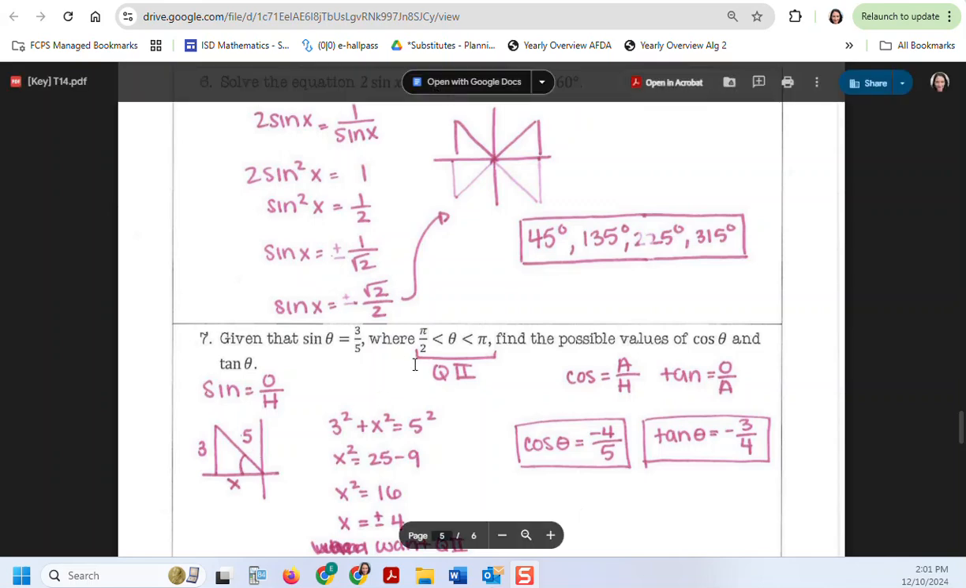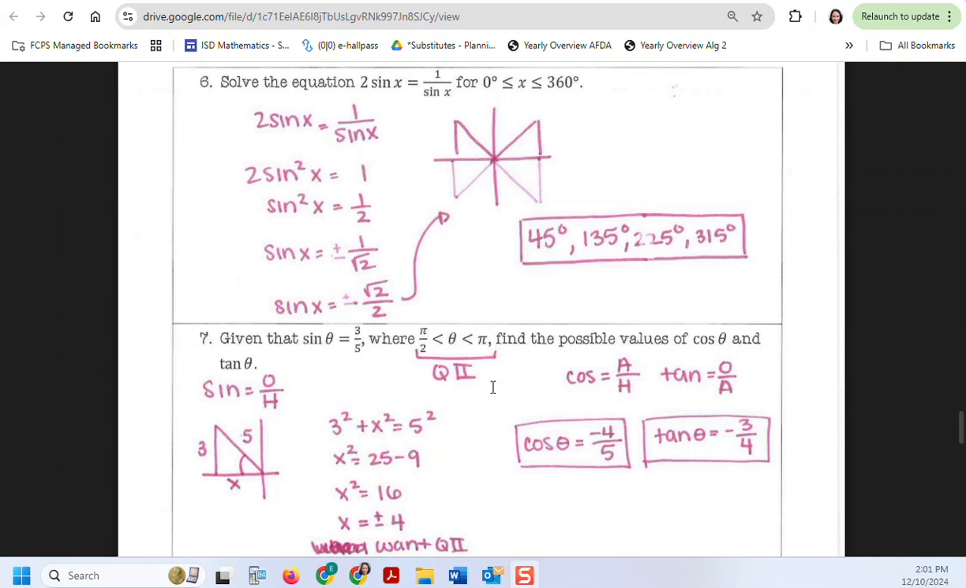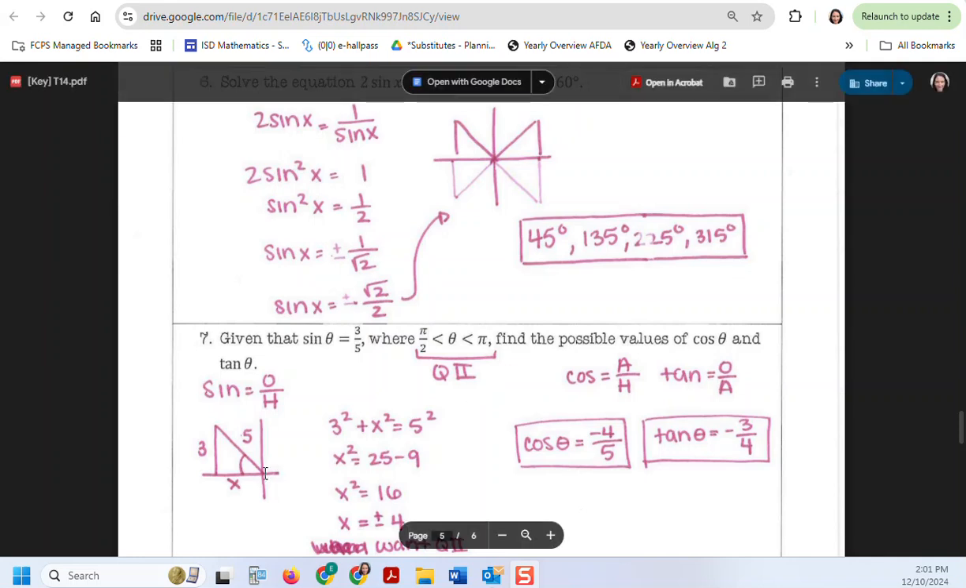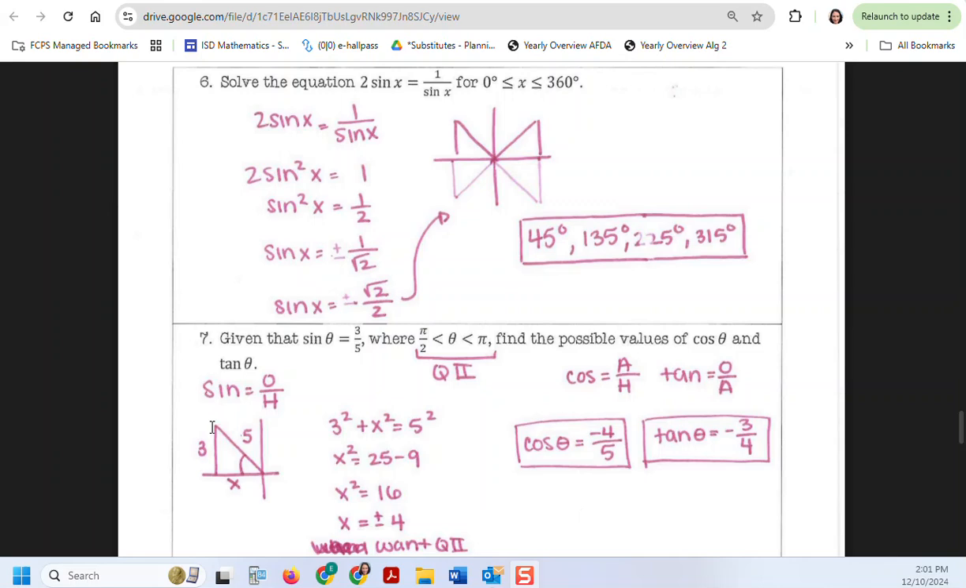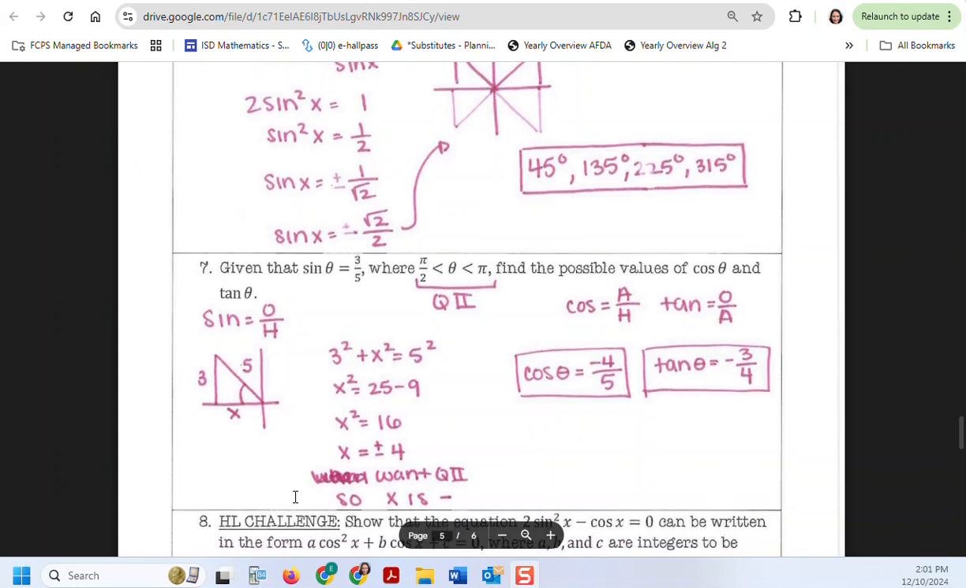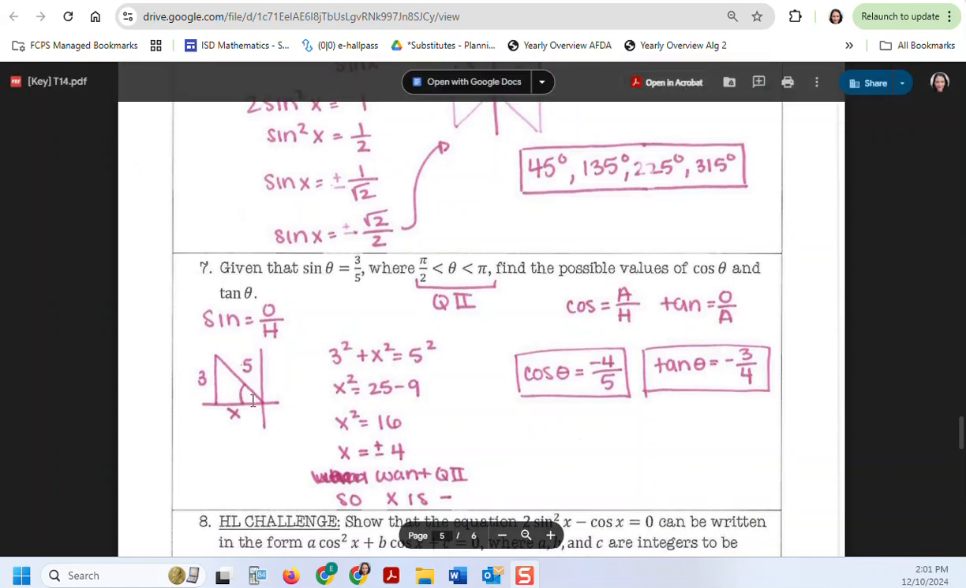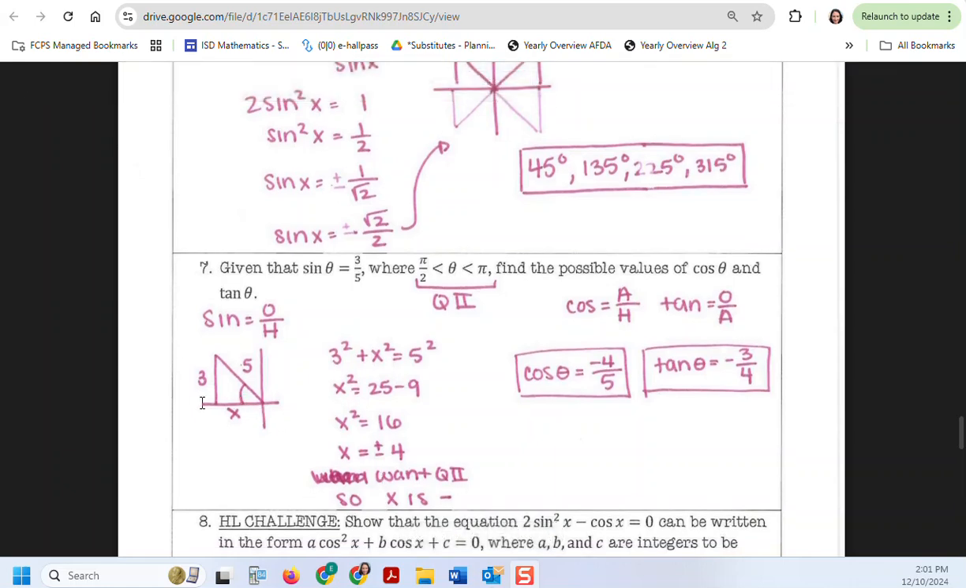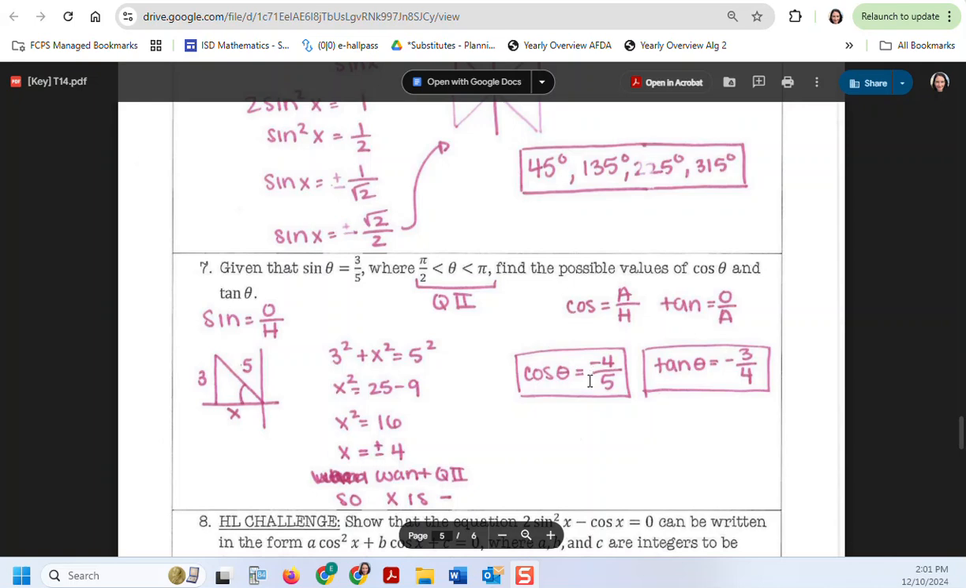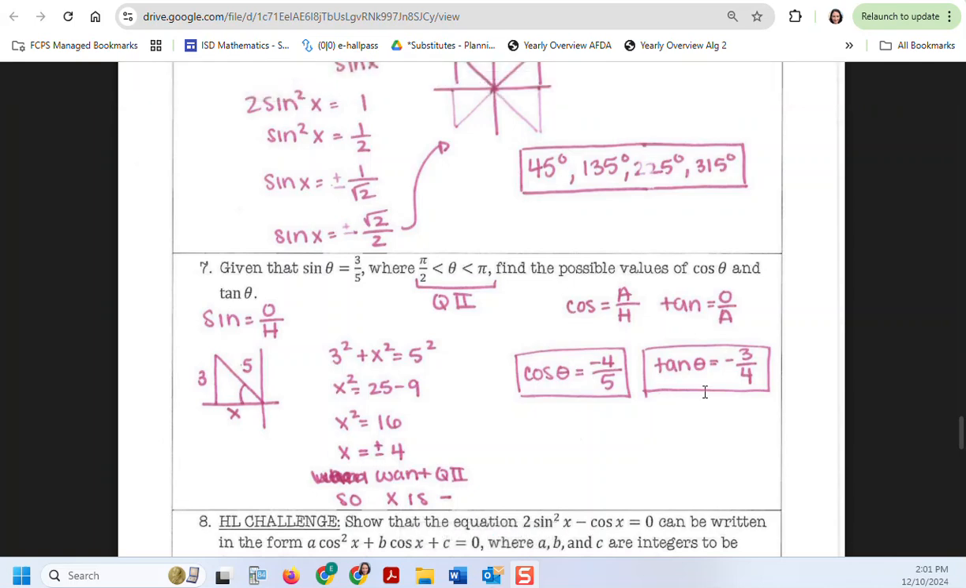They tell you what quadrant you're in. When they tell you what quadrant you're in, you're always going to draw your picture by starting at the origin, going out into that quadrant, and then going perpendicular to the x-axis. Then the sine of this angle would be your opposite over your hypotenuse, and you'll solve for your missing side. It could be plus or minus 4, but because we're in the second quadrant, it's negative 4. And then your cosine and your tangent.